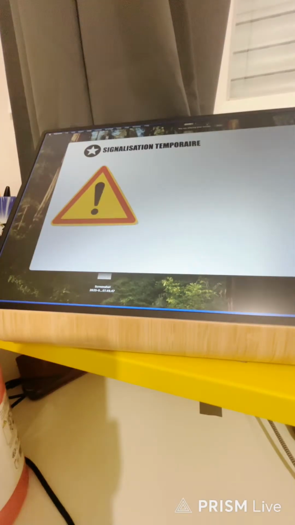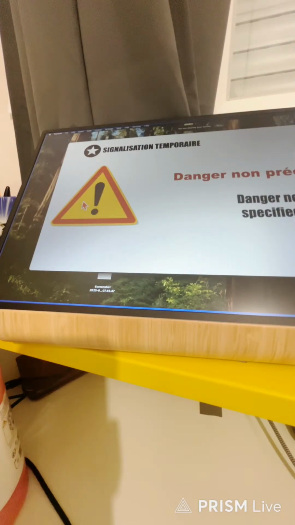Then the next panel is what? Danger non précisé. It means that the nature of the danger, you don't know it. It's only when you get to the place that you will know what is happening. For example, maybe it's a place where trucks normally come and maybe they are working. They cannot draw a truck inside here. It's not possible now. We all know that. So instead of looking for a panel that has a truck inside, they will not bother. They will just put this panel there so that you know you should be careful as you're driving, because the nature of the danger is not specified.